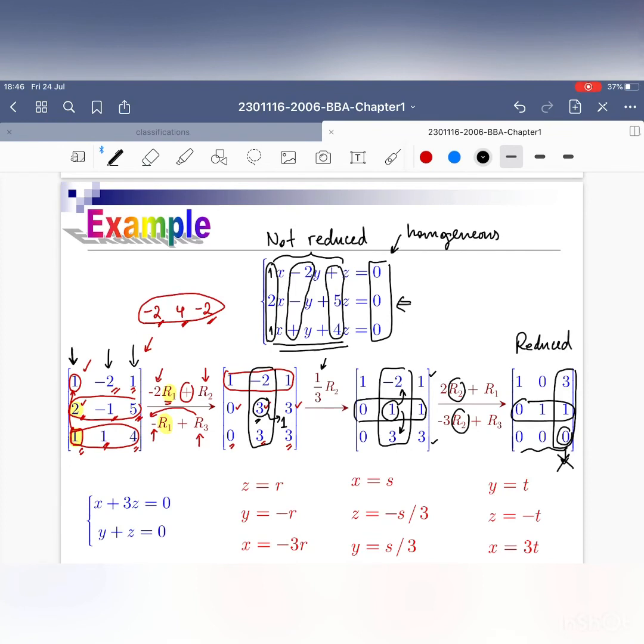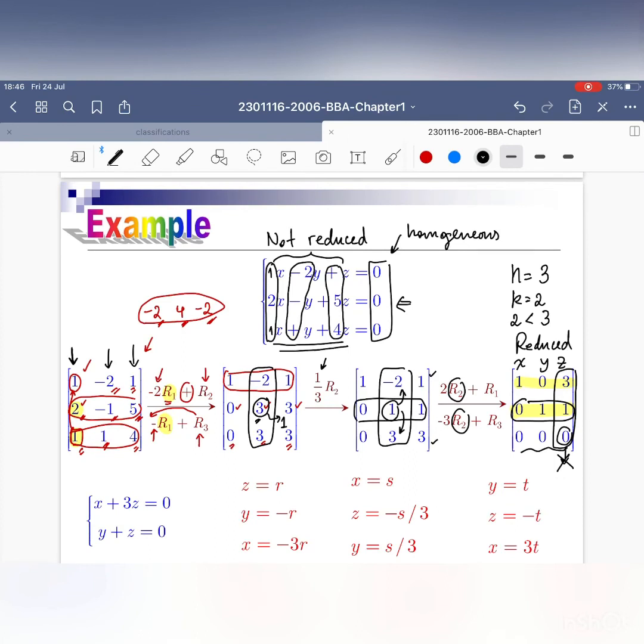So how many unknowns? You have 3 unknowns, so your n is 3. How many non-zero rows? 1, 2, so your k is 2. So k is strictly less than n, right? Your k is strictly less than n, so it means that you have infinitely many solutions.